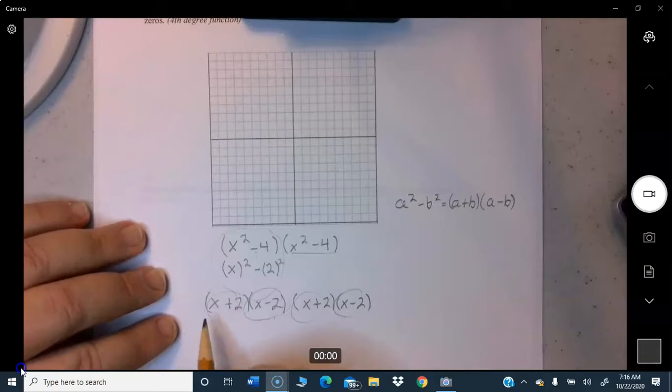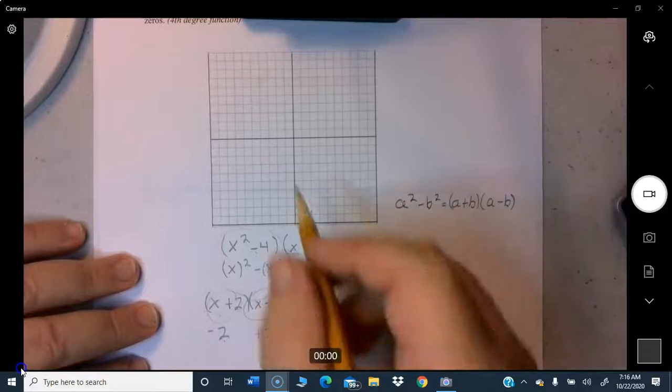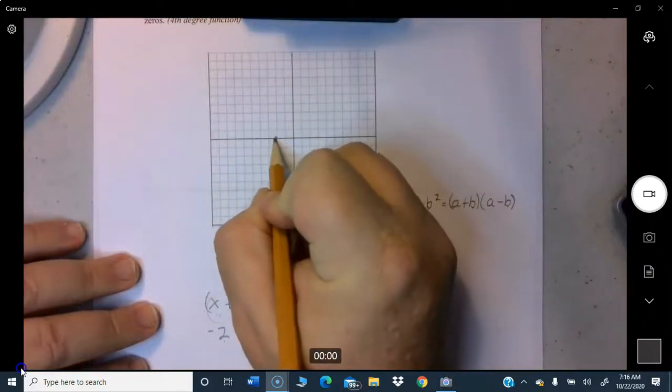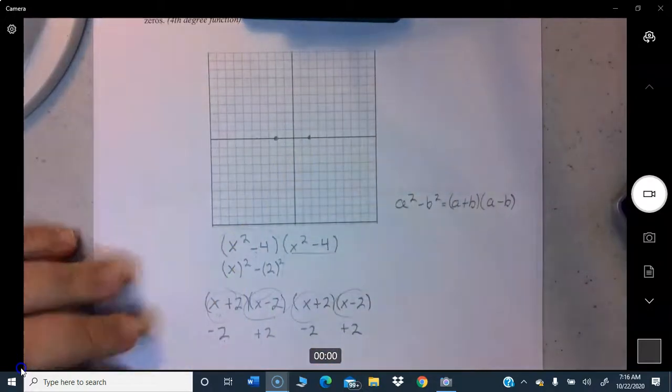Well, this one to go to 0 is going to be a negative 2, this one's going to be a positive 2, this one's going to be a negative 2, this one's going to be a positive 2. So they're only going to touch at negative 2 and positive 2. They're double roots, but they only touch at one place. So I'm going to put negative 2 right here, and positive 2 right here. It's just 2 squares to the right, 2 squares to the left.